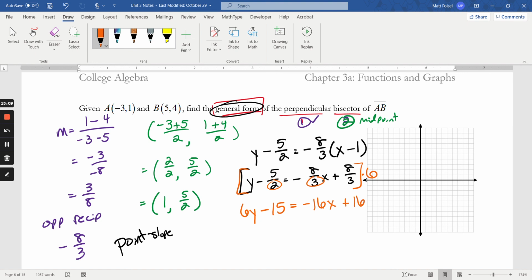Now we got to get the x's and the y's on the same side. So I'll add 16x. I'm going to go ahead and add 15 to the other side. And there we go. Now we are in general form, because the x's and the y's are on one side by themselves and the constant is on the other side.